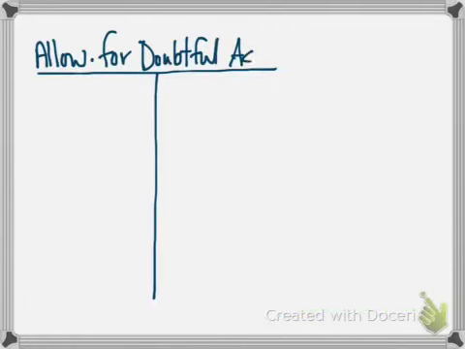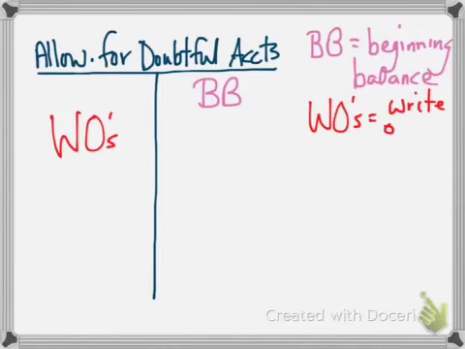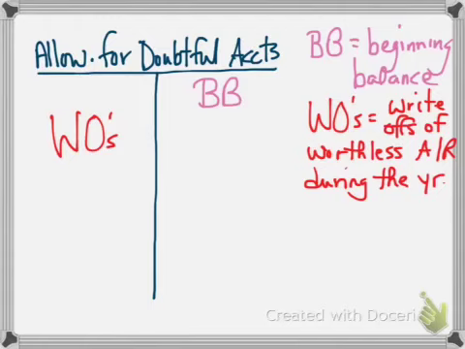So we've got the allowance for doubtful accounts, and it always has a credit balance at the beginning because it's a contra asset account. So the normal balance is a credit balance. So BB is the beginning balance. Then over the course of the year, we apply write-offs against the allowance. So WOs, write-offs, are the write-offs of worthless receivables that have occurred during the year.